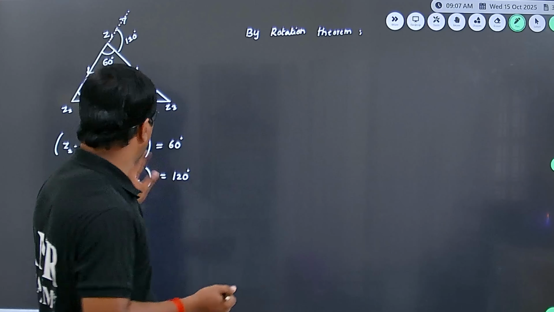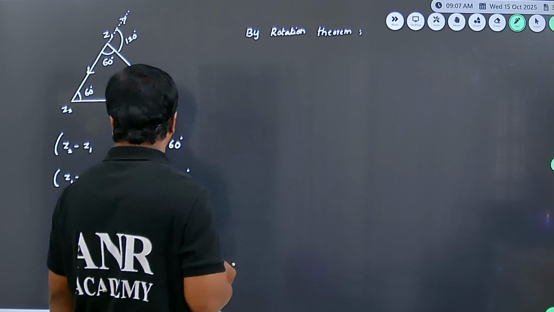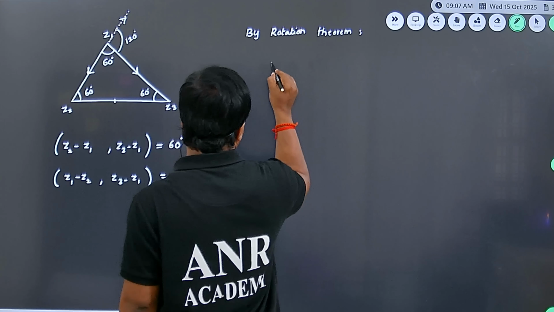By the rotation theorem, I am going to use the Coney method. From that, you can write final unit vector equal to initial unit vector multiplied by e power i theta. So here I can write the unit vector.